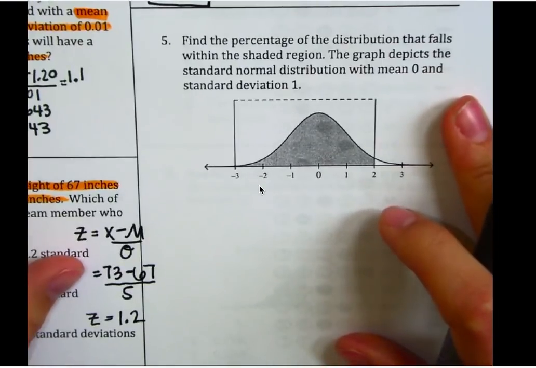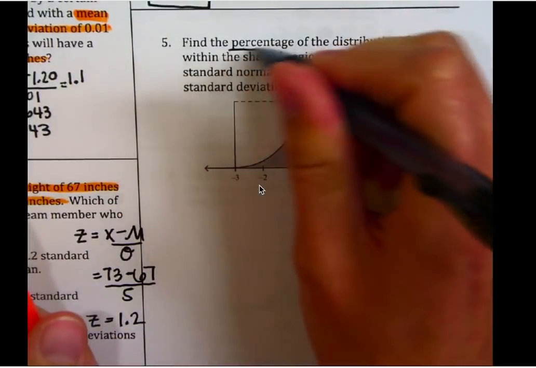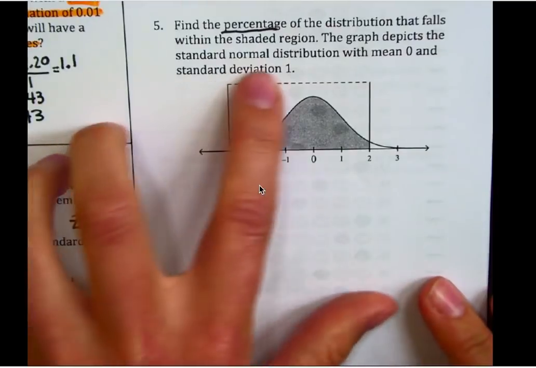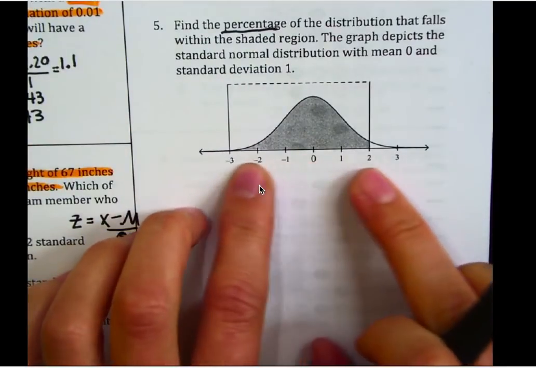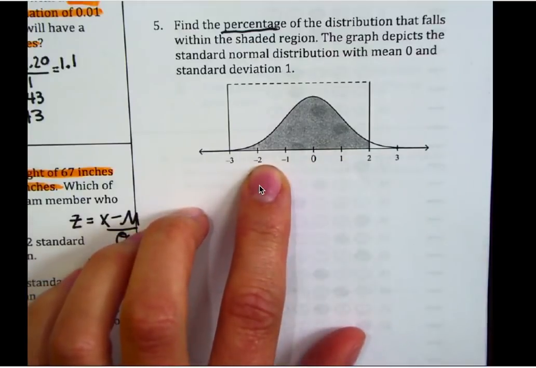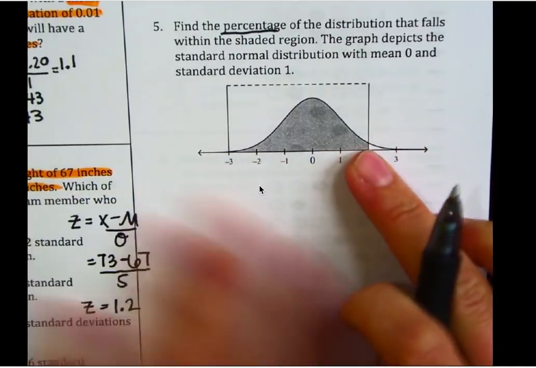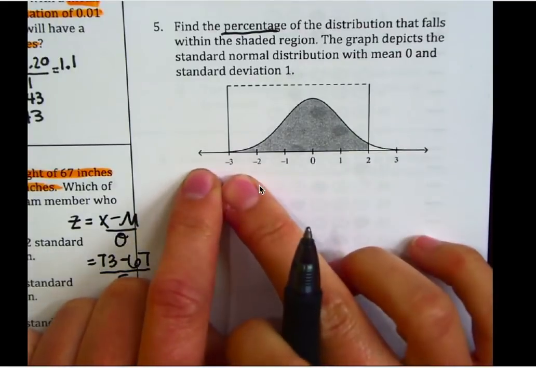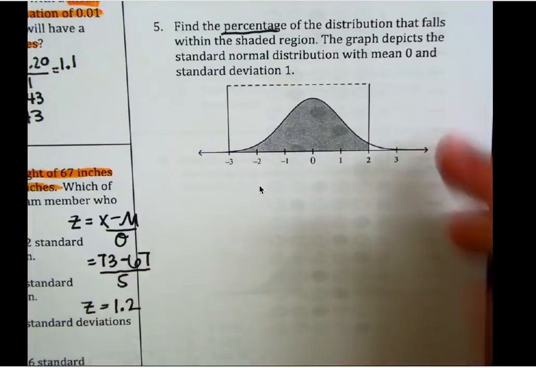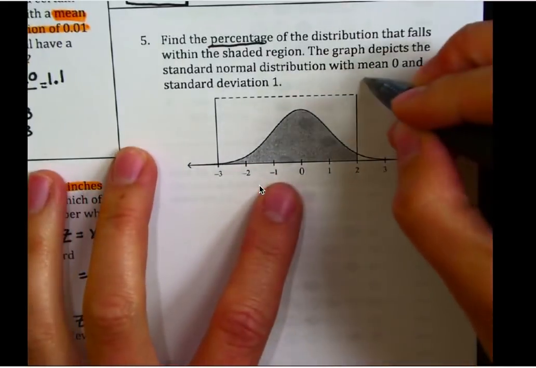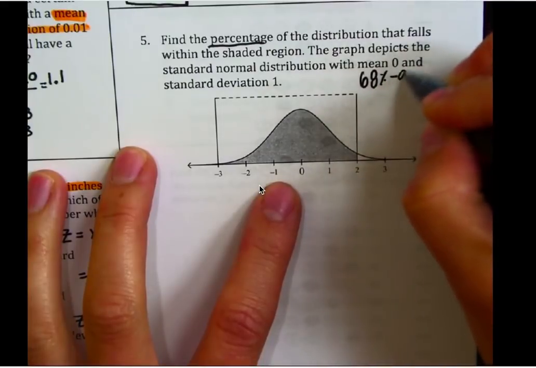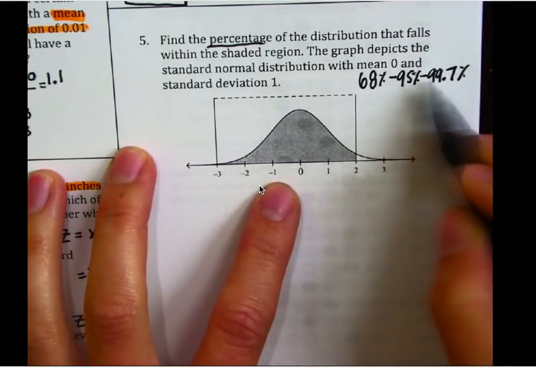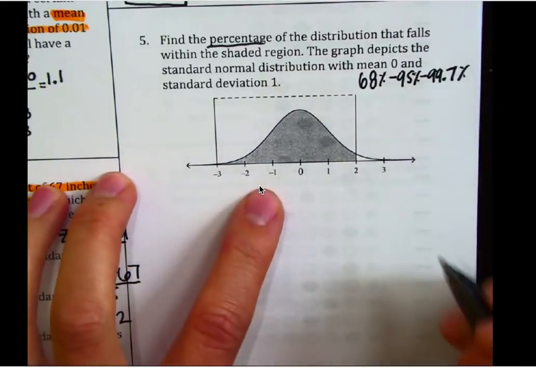So we're going to find the percentage, this time they want percent, of the distribution that falls within the shaded region. The graph depicts the normal distribution with a mean of 0 and a standard deviation of 1. For this one, we have values that lie exactly 3 below and then 2 above our mean. So this time, we are going to be using our 68, 95, 99.7% empirical rules. I'm going to remind you of those rules.